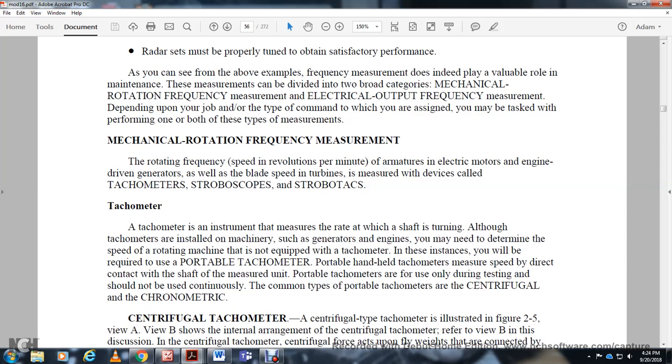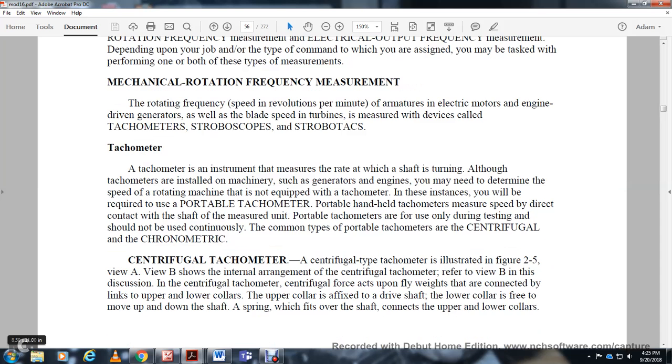Although a tachometer is installed with the machine, such as a generator or engine, to determine the speed of the rotating machine, some equipment has no tachometer. In these instances, you will require a portable tachometer, a portable handheld tachometer, to help measure the speed by direct contact with the shaft. The portable tachometers are used only during testing and should not be used continuously. Two types of portable tachometers are the centrifugal and the chronometric.